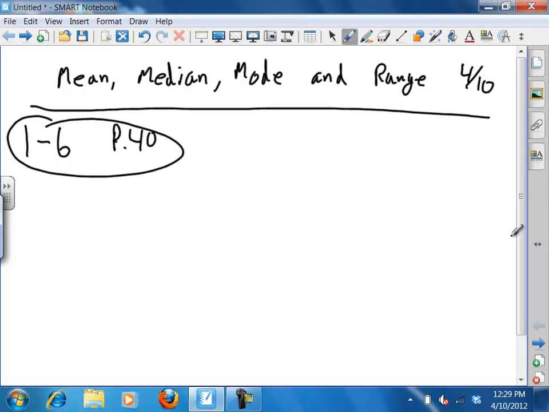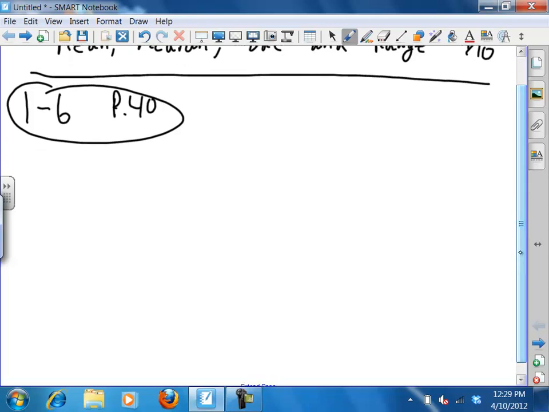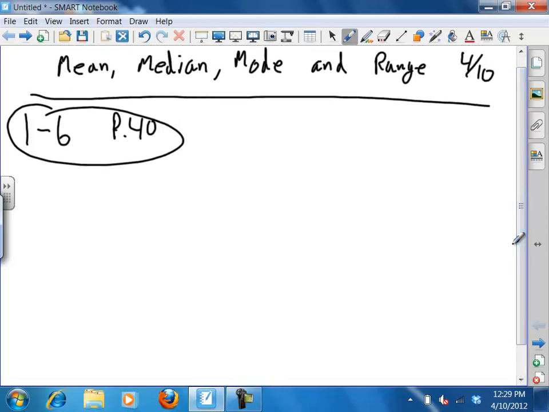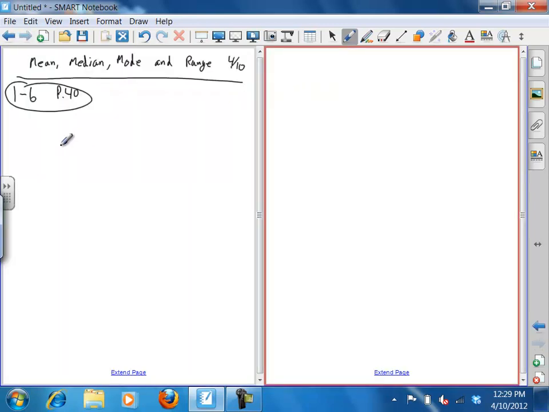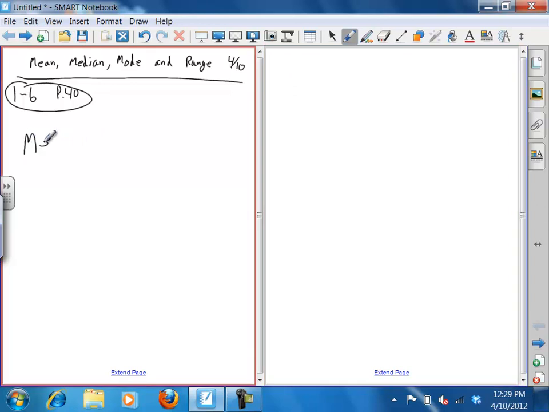So now let's go ahead and define all of these things. We got mean, median, mode, and range. So we'll come up with some ways to remember these things, okay? The first thing is the mean, okay? Well, that's the average. So let's take a look at that.